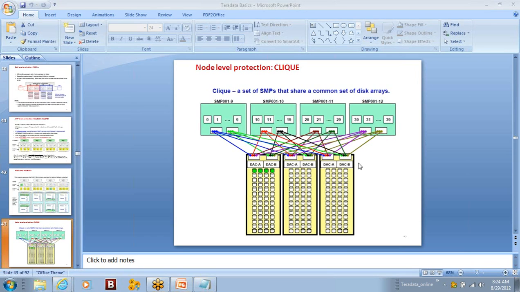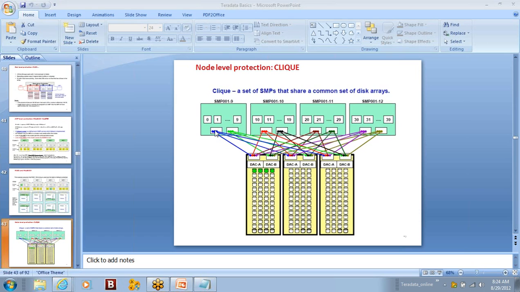Here we have the memory, and in the configuration, let's suppose we have some 16 amps, and within the 16 amps these 4 nodes are sharing the common pool of memory. Again, these 4 nodes are called a clique. A clique is a group of nodes which are accessing a common pool of memory.